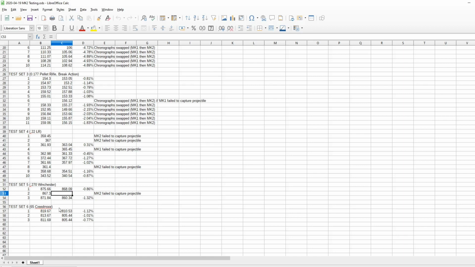But so measuring at speeds of up to 875 meters per second or 2800 feet per second, these all seem to be within a fairly tight tolerance of each other. So it's consistently about 1.2% offset. So yeah, there's the results.